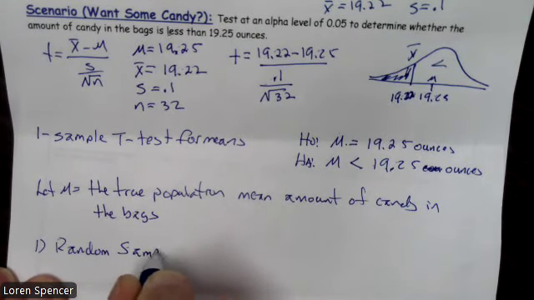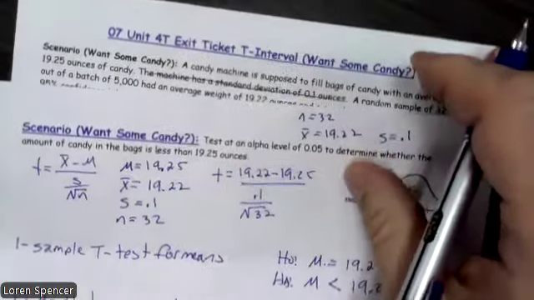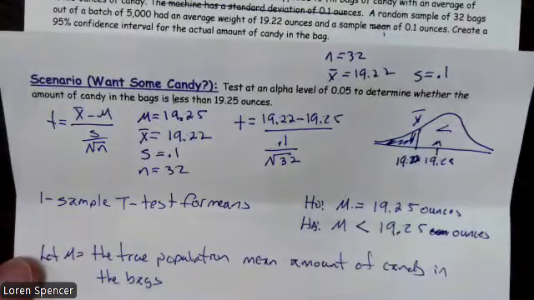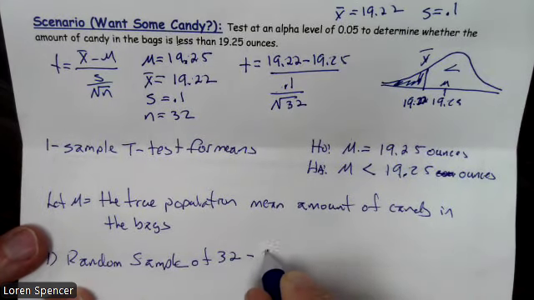Well, we know we took a sample of what size? They didn't tell us it was normal, but we have a random sample of 32. And that was given, so we can just write that down. Random sample of 32 was given.